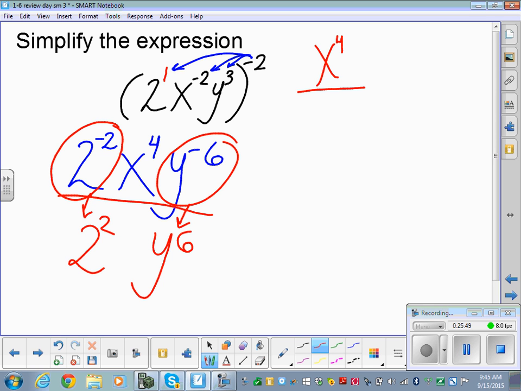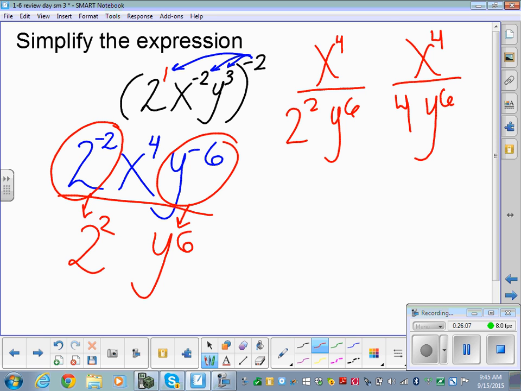So we have x to the 4th on top. Yeah? X to the 4th on top. Does everybody see that? And then we have 2 to the 2nd on bottom. And now y to the 6th. Now, guys, what is 2 to the 2nd power? 4. So we have x to the 4th on top. On the bottom, 2 to the 2nd is 4. And we have y to the positive 6. Now, x and y's are different bases. You can't combine them. So you're done.